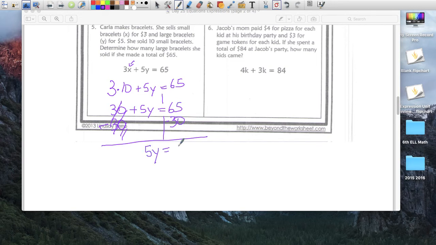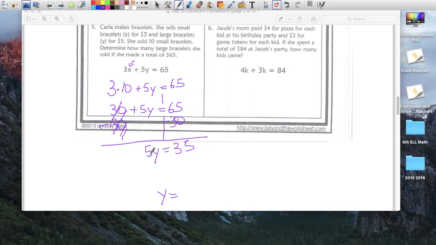65 minus 30 is 35. Okay. So I removed the constants first. Now I still don't know what y is because eventually I want my equation to look like this. So who's the next number I have to get rid of? I have to get rid of the 5. How do I get rid of the 5?